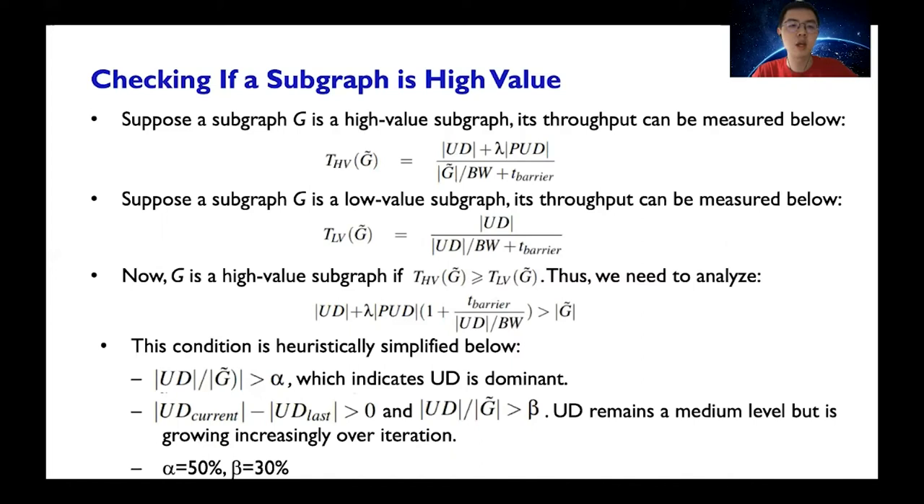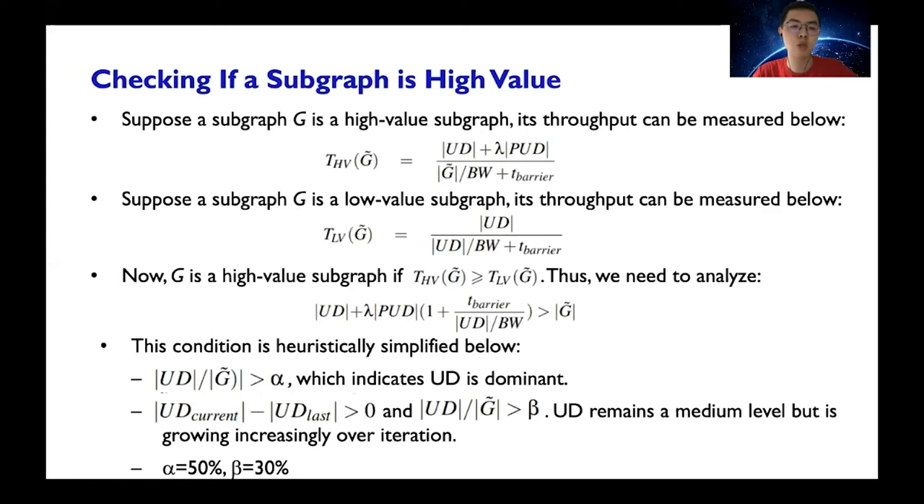Similarly, the throughput of a low-value subgraph can be measured as T_LV. Note G is a high-value subgraph if T_HV is greater than T_LV. Thus, we get this expression. In practice, for a subgraph, its PUD is derived from its UD, motivating us to estimate the PUD of a subgraph based on the UD of the same subgraph. In this work, we consider a subgraph to have high value if either of the following two conditions holds, where alpha and beta are set to 50% and 30%, which we found to work well across all of our applications.